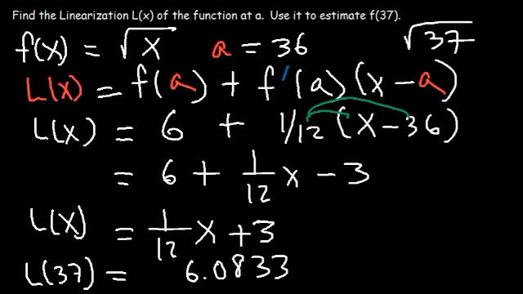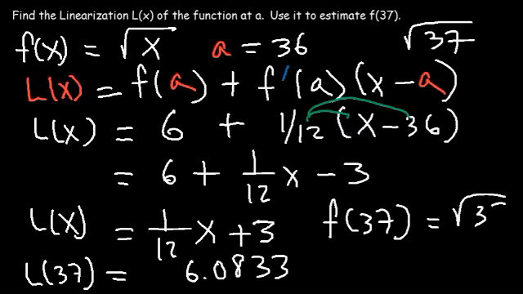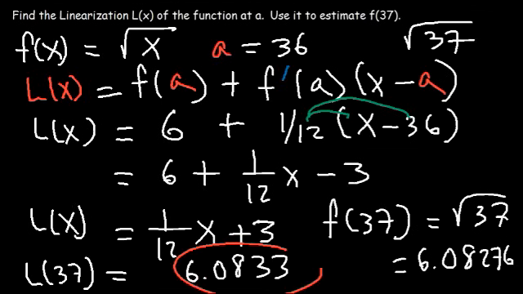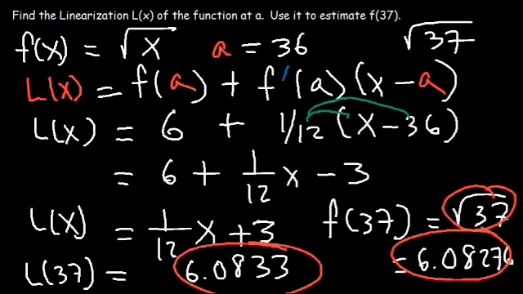Now what is the exact answer? What is f of 37? The square root of 37 is 6.08276. So as you can see, 6.083 is a good approximation of the square root of 37, which is, if you round it, 6.083.